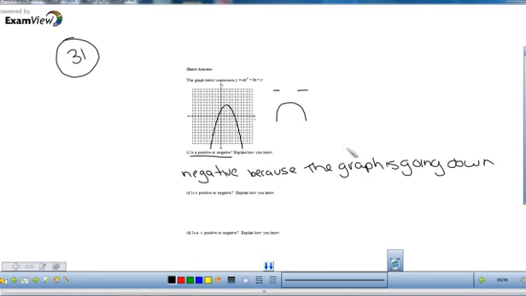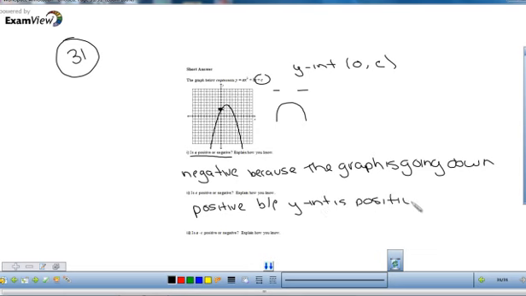Okay. Is C positive or negative? Remember that C is your y-intercept. Your y-intercept is (0, C). So notice that your y-intercept is positive 2. So it's going to be positive because the y-intercept is positive. And then A times C, so a negative times a positive would be a negative.